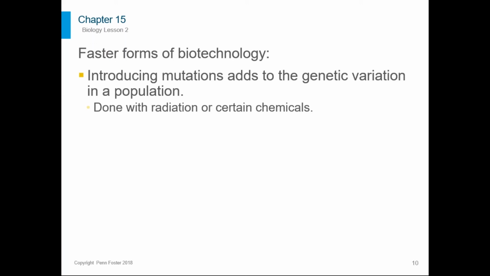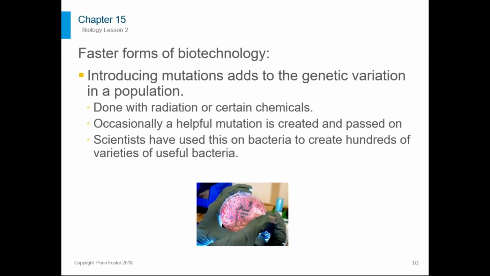So what can happen is they can take radiation or certain chemicals and use that to affect the DNA and make a lot of mutations. And obviously, many of these mutations cause problems, and they don't breed the offspring that have those. But occasionally, a helpful mutation is created. And because it's in the DNA, the offspring of that individual will have the mutation as well. So this sounds like something really weird, but it's something that scientists actually use on bacteria to create hundreds of varieties of useful bacteria.